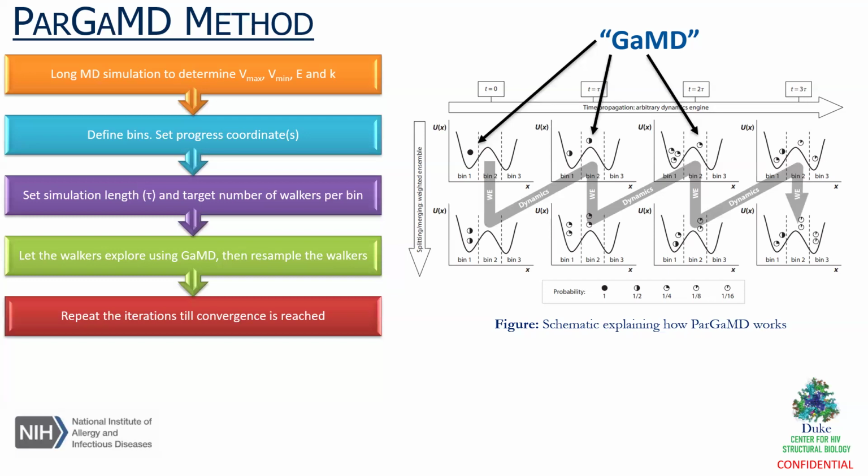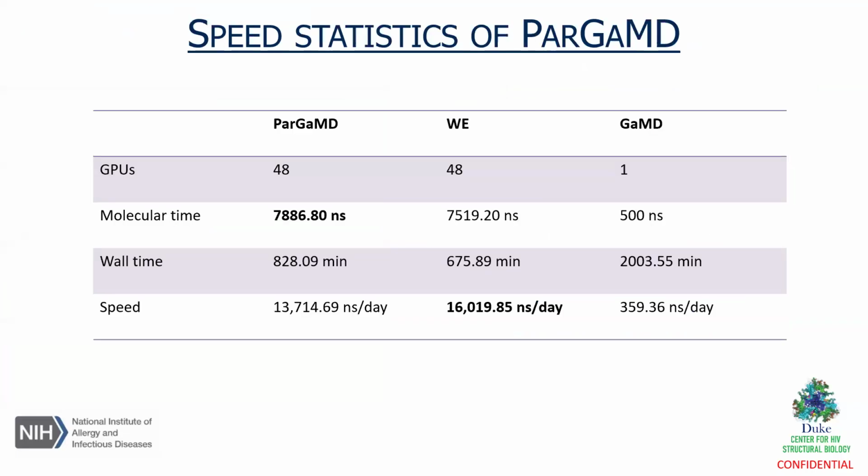Instead of running MD simulations in a WE framework, which is generally done in WE, we are running GAMD simulations within the WE framework. That's the only difference between ParGaMD and WE. The first thing that we wanted to test was the speed statistics. How fast is it? Definitely, it is very fast.